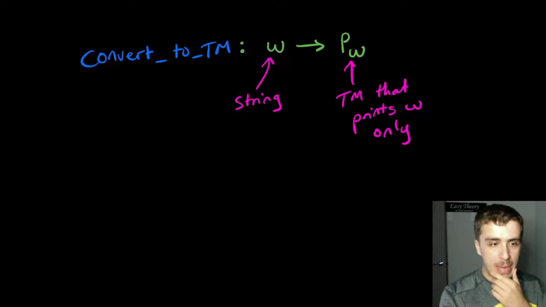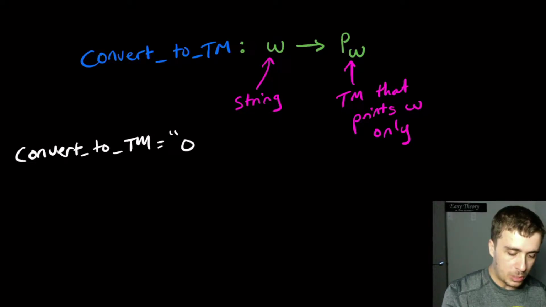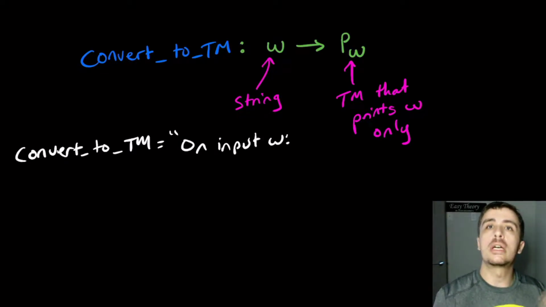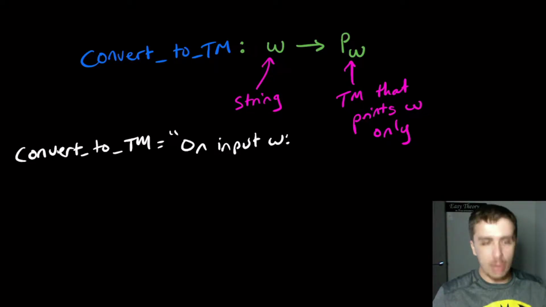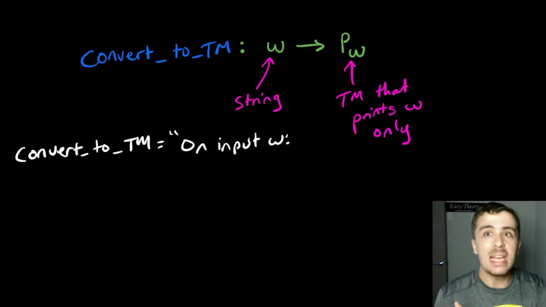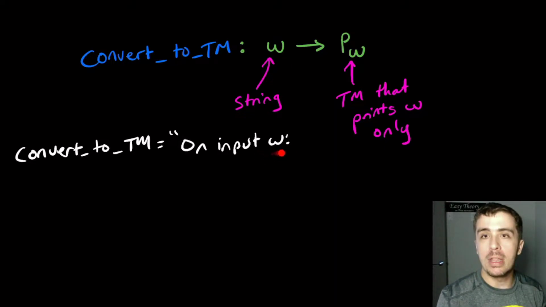So how are we going to make this? Convert to Turing machine is going to take some input W. And what do we need to do? We need to construct a Turing machine called PW that just prints W and nothing else. One thing we should note is that the PW machine could have its own input. What we want to do is ignore its input and just print the string W that the convert function gets.